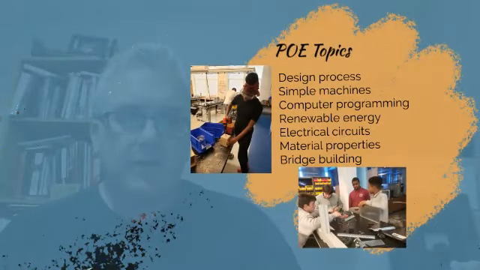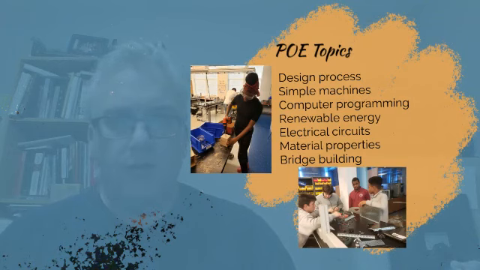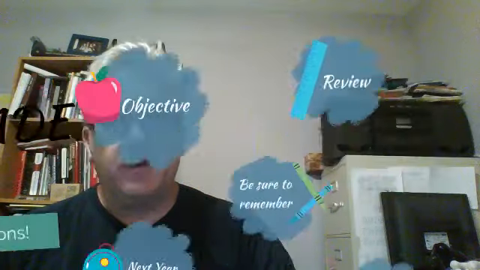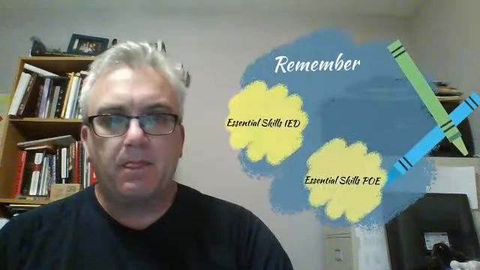In the POE class, we covered design process again, simple machines, computer programming, renewable energy, electrical circuits, building materials, or building properties, and bridge building. Quite a bit of stuff. We had a lot of fun. We did a lot of projects. We covered a lot of ground in both those classes.